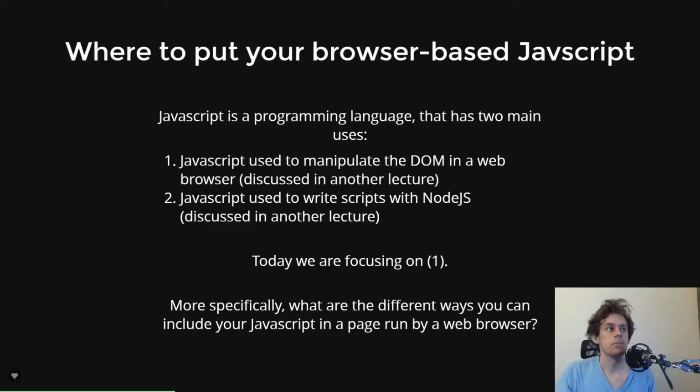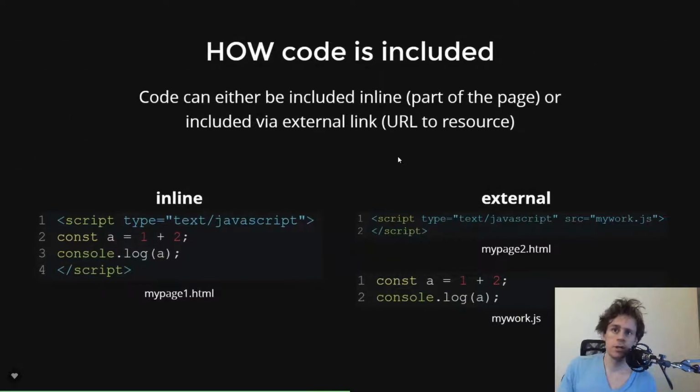In particular, assuming that you are already on your journey with writing that JavaScript, the question is, where do you put that JavaScript and how do you include it on the page? Really short pieces of information here. So the first question is, how do you include your JavaScript on a web page? Well, there's two main ways. You can either include it inline or you can include it with an external link.